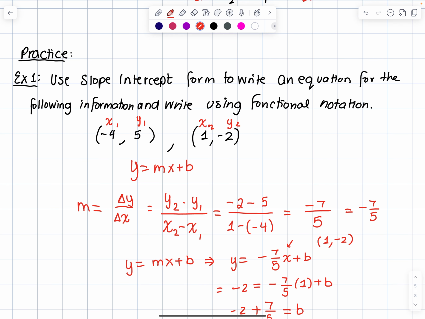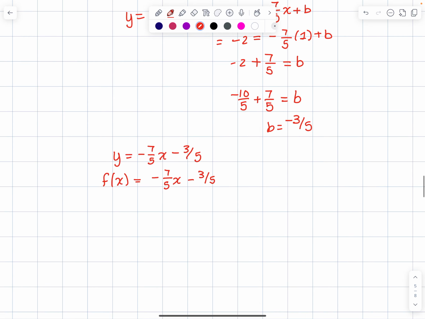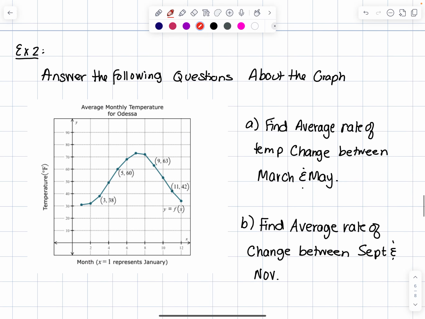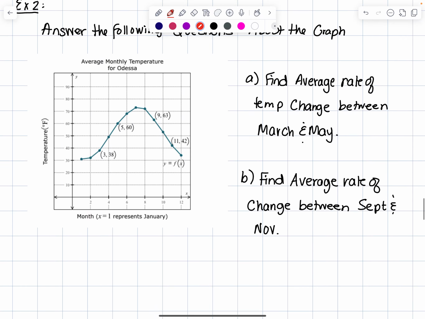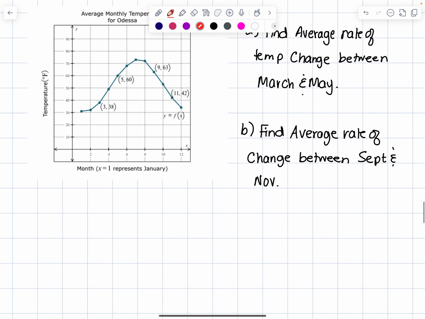All right, let's move on to our next example. We have this graph here, and we're asked a few different questions about this graph. For the first one, we're asked to find the average rate of change of the temperature between March and May. So A: average rate of change between March and May.